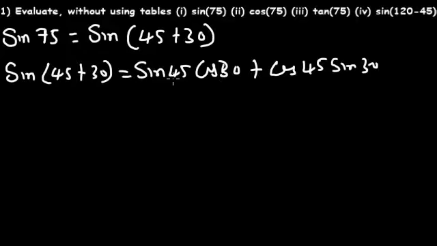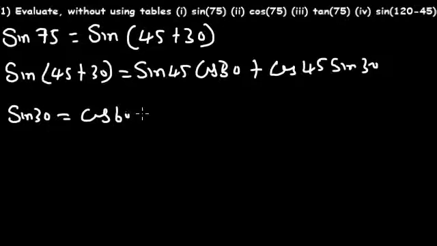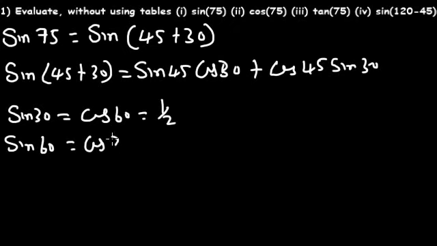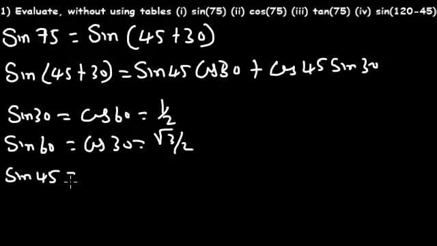So feel free to check it out, and then after that you can continue with this video so everything can work fine. But let me just give you a brief intro. Sine 30 is the same as cosine of 60, and the result is 1/2. Also, sine 60 is the same as cosine 30, and the result is √3/2. Sine 45 is the same as cos 45, and the result is simply √2/2.